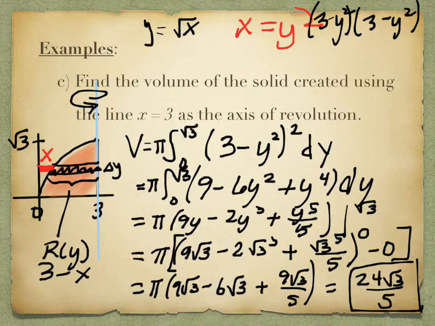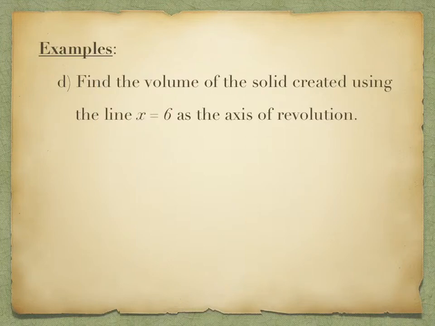And then should I have pi? Yes, thank you. I did leave that off. It does need the pi in there. Okay, so that's a different axis. Now we're going to do a different axis yet again. This axis, same region, is still a vertical axis, but it's further out, which changes things. All right?